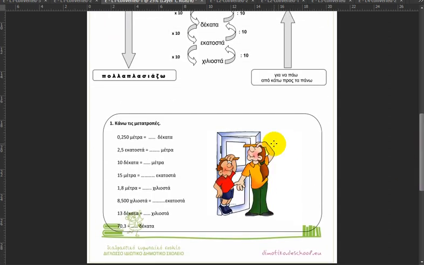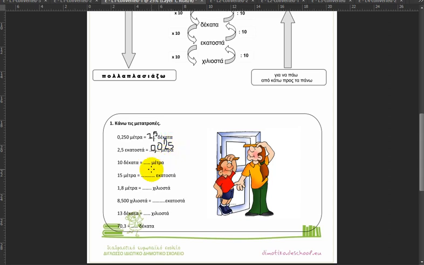So let's get started. Here we have 0.25 meters, and we want to turn that into decimeters. So that's one step down. So I would multiply this by 10, and I would get 2.5. Next up, we have 2.5 centimeters into meters. That's 2 steps up, so divide this by 100, and I would get 0.025.